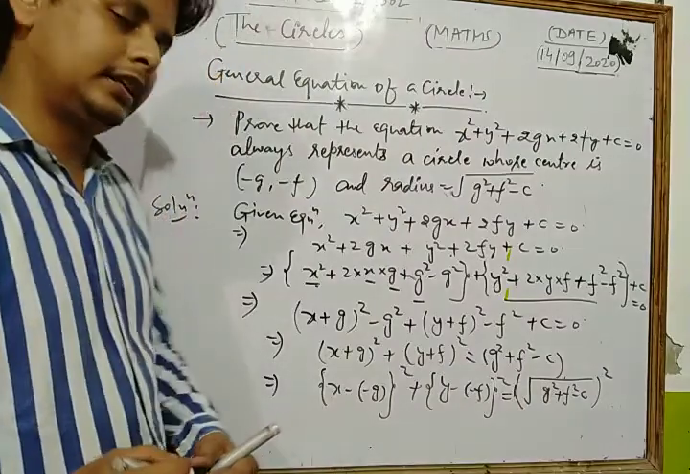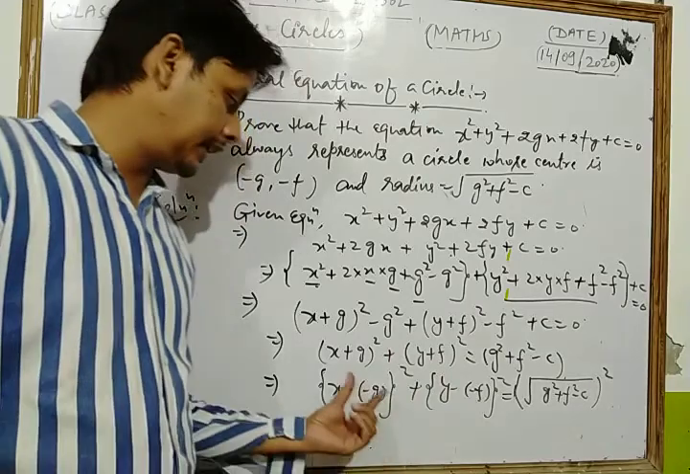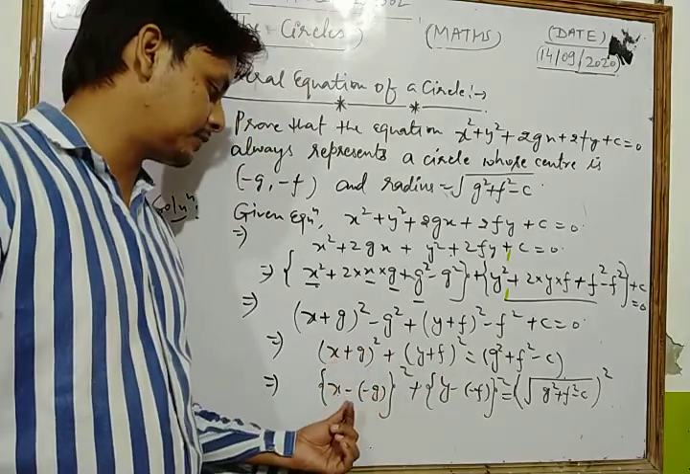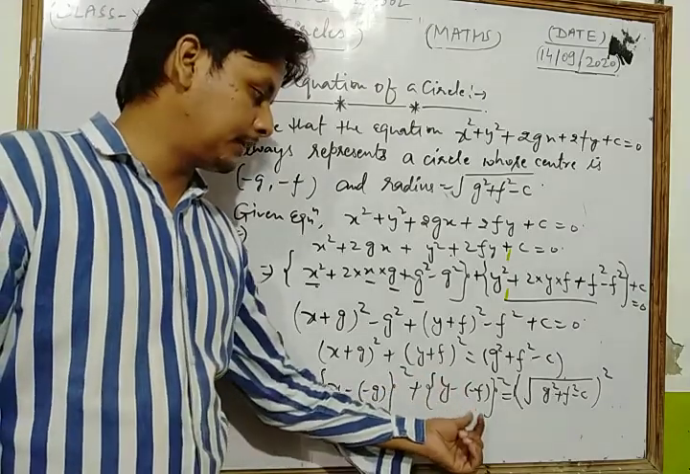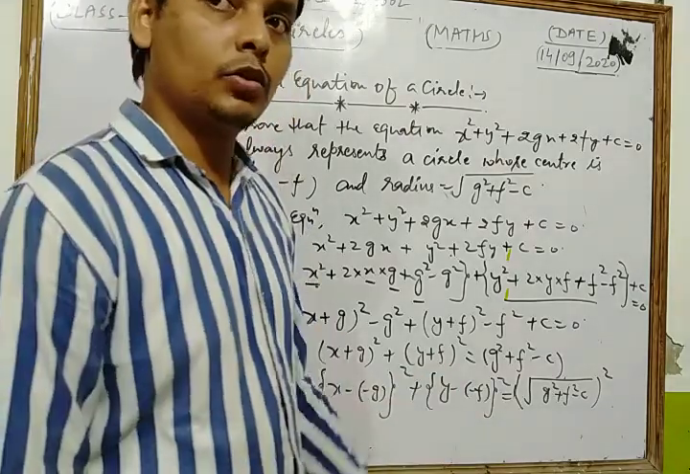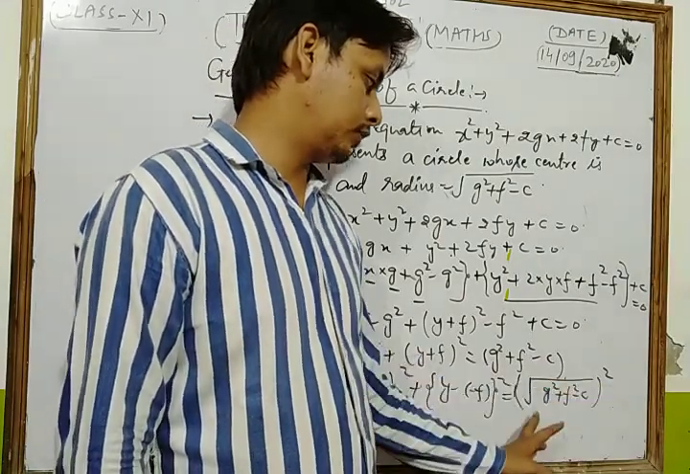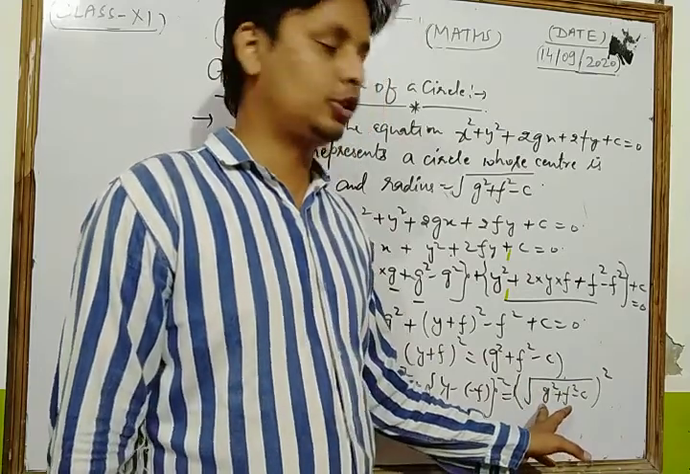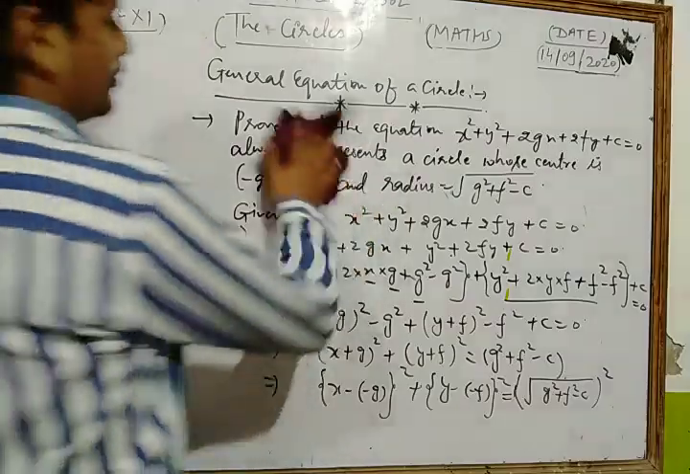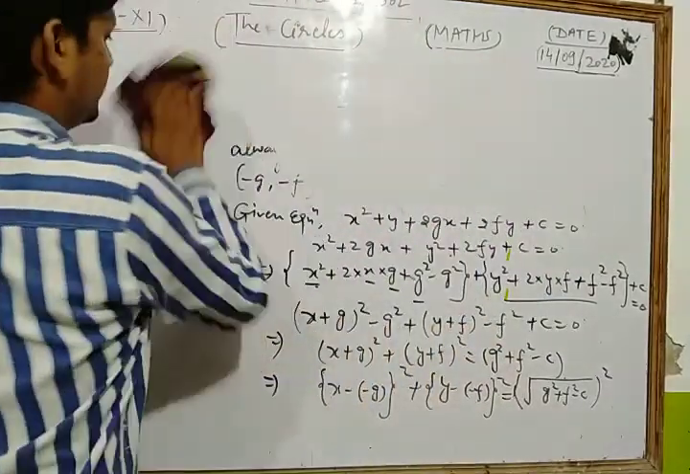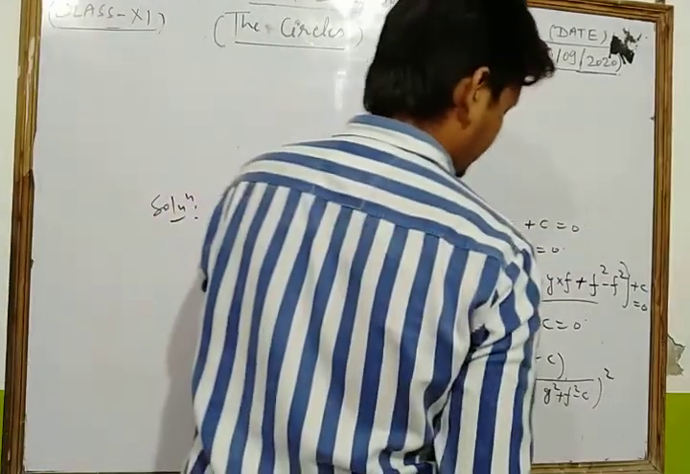Okay, dear students, we arrange all the values in this way. We write (x plus g) whole square as (x minus (minus g)) whole square, plus we write (y plus f) as (y minus (minus f)) whole square, and is equal to, we write g square plus f square minus c as square root of g square plus f square minus c, whole square. Now look, we take this as equation 1.